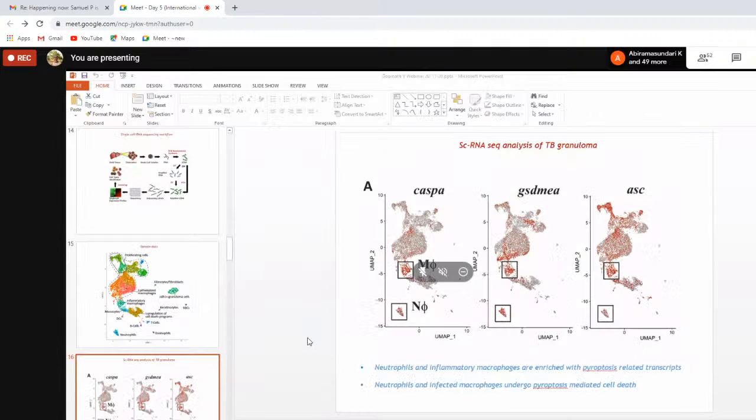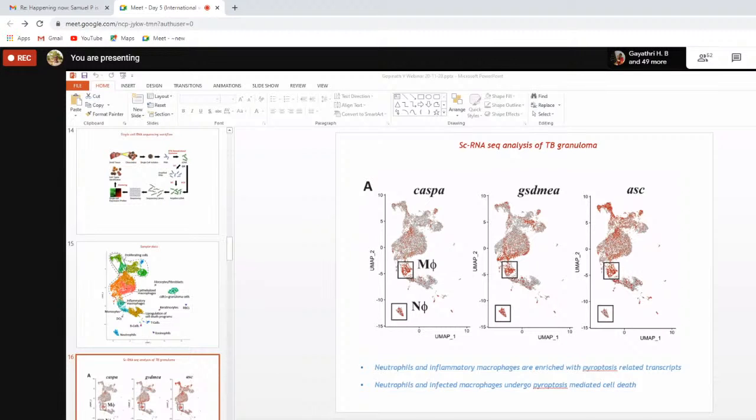So we did this analysis for our granulomas, and what we found was that, as indicated in the boxes, mRNA levels of pyroptosis associated genes were specifically upregulated in neutrophils and infected inflammatory macrophages. And these genes are mentioned above. They are caspase, gasdermin A, AC. Don't worry about the name. I will explain it in the next slide. But the take-home message from the slide is that this suggests that these cells are undergoing pyroptosis mediated cell death.